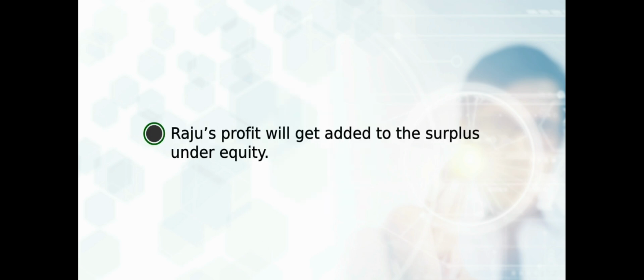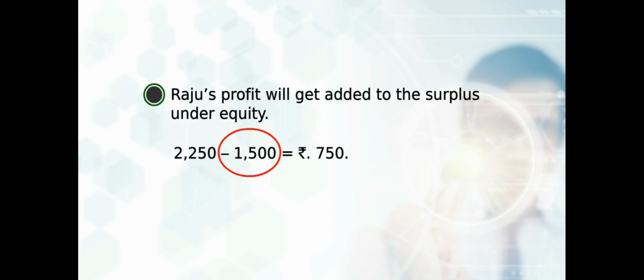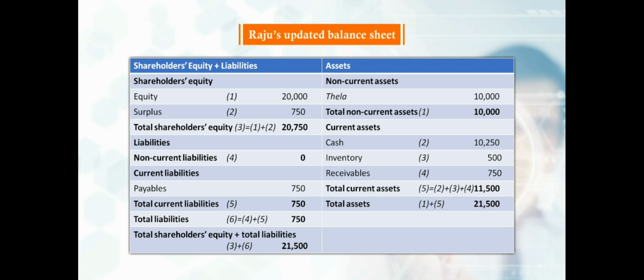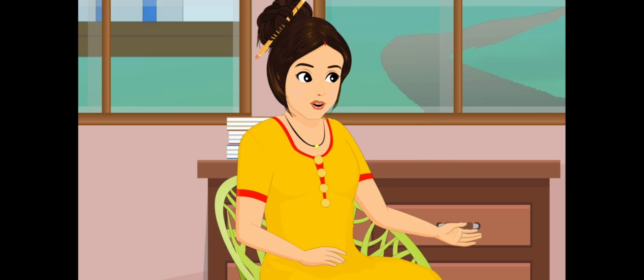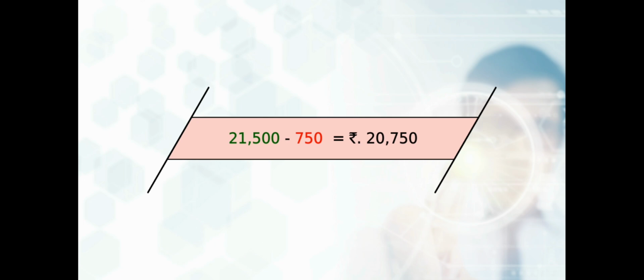His profit, which will get added to the surplus under equity, is 2,250 minus 1,500, which is equal to rupees 750. He has not borrowed any money, and so his non-current liabilities are zero. This is Raju's updated balance sheet. Let's look at the net worth of Raju's business. The net worth is equal to total assets minus total liabilities. In Raju's case, it will be 21,500 minus 750, which is equal to rupees 20,750.